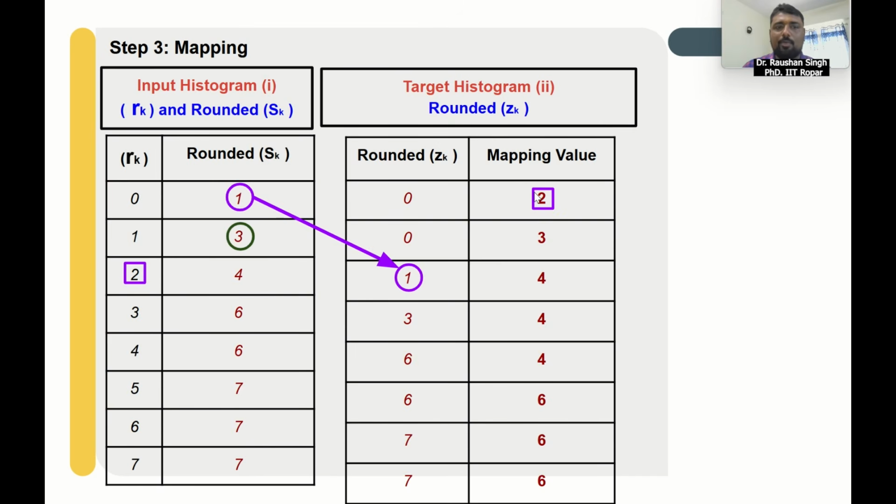Now we'll look where is 3. So 3 is available here. What is the corresponding value of 3? The corresponding value of 3 is 3. So that will be going to the next value of this 3, so that will be writing here.